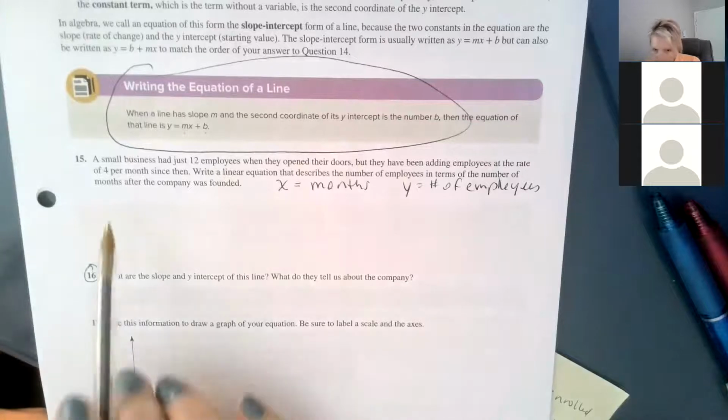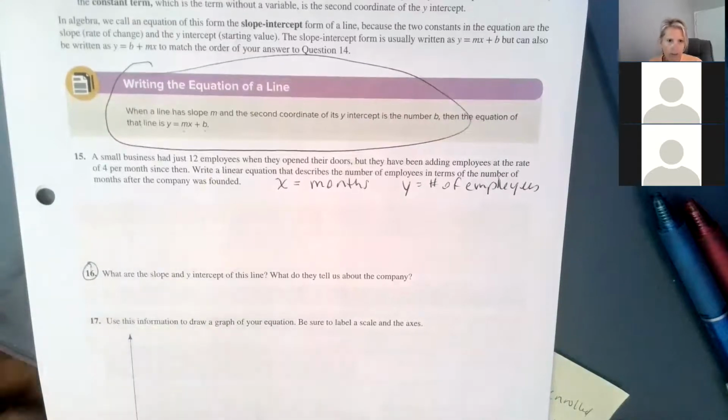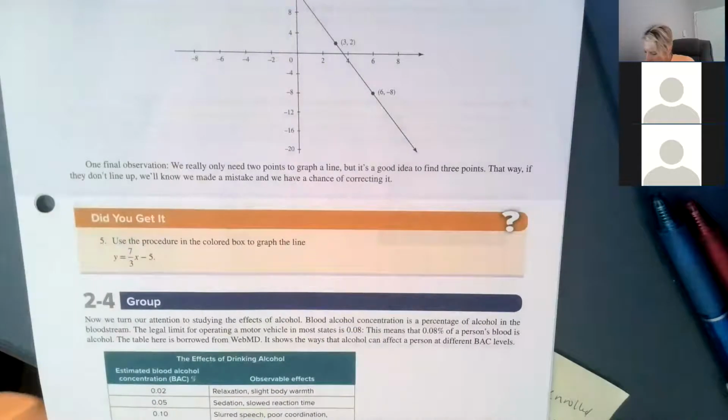So let's see if we can write an equation with this scenario here. 15, 16, and 17. And then that ends this part of the lesson.